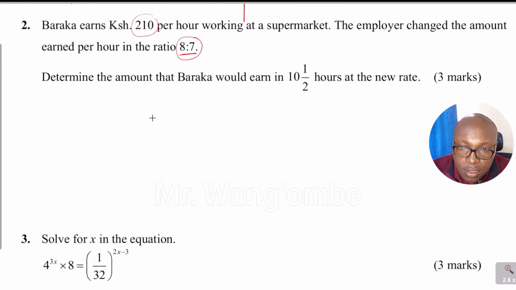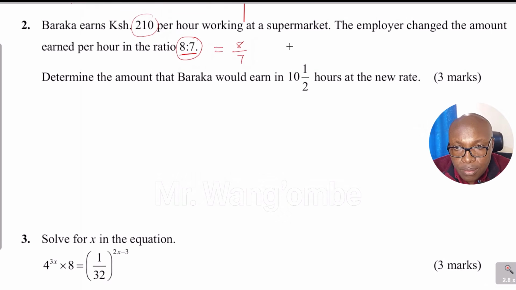So is it an increase? Does this ratio represent an increase or a decrease? This is definitely an increase. Why is it an increase? Because when you look at the ratio, you're going to write it as 8 divided by 7. So this one is definitely going to increase. When you take 8 over 7 and multiply by 210, it is going to increase that amount.